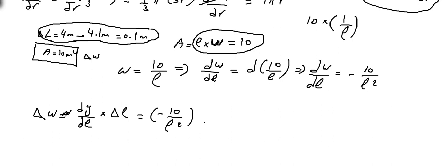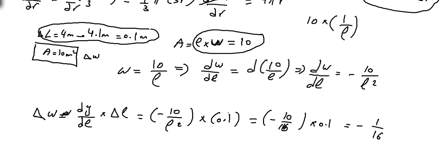multiplied by delta L, which we have as 0.1. Do we have the length? Yes, it was 4 meters before increasing to 4.1. This means minus 10 over 4 squared, which is 16, times 0.1, and this value will be equal to minus 1 over 16, so it's minus 0.0625 meters, and it's decreased by 0.